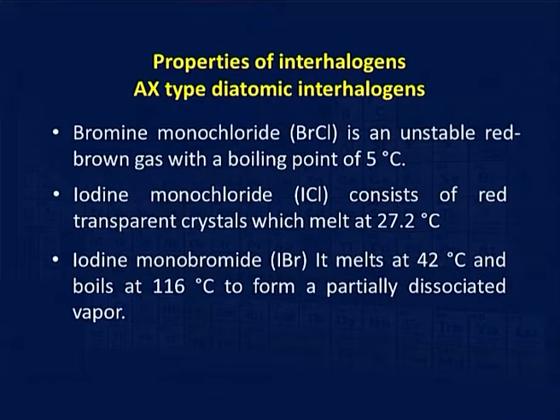Bromine monochloride is an unstable red brown gas with a boiling point of 5 degrees centigrade. Iodine monochloride consists of red transparent crystals which melt at 27.2 degrees centigrade. Iodine monobromide melts at 42 degrees centigrade and boils at 116 degrees centigrade to form a partially dissociated vapor.